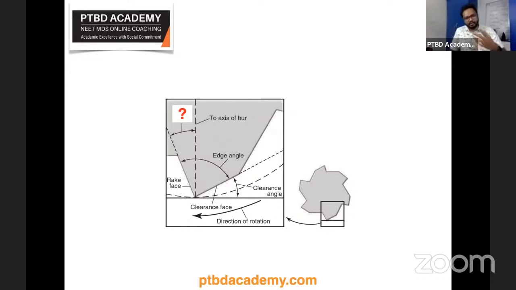We even have an elaborate video on the same in our rake classes. You can refer to that for more information. So this represents negative rake angle, okay? So the rake face is ahead of the axis of the burr. Consider this very, very important. Rake face ahead of the radius or axis of the burr. Okay, so that's negative. If it is the opposite, then it is positive.